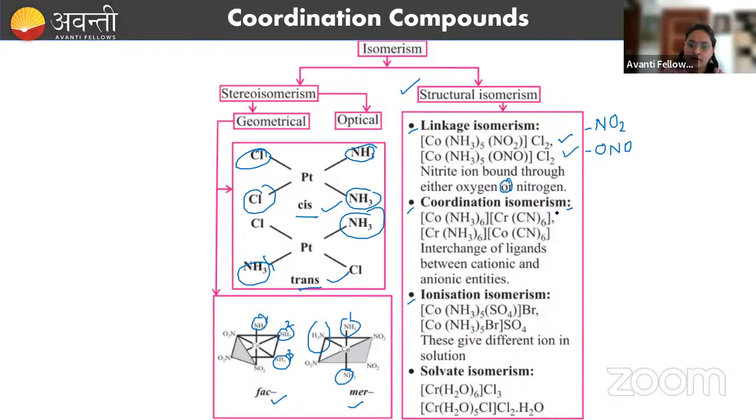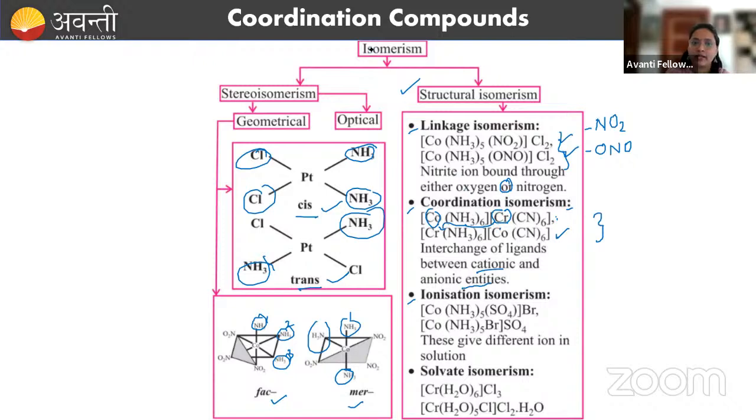Next is coordination isomerism. What is happening here? We can see 2 coordination spheres. Here there is cobalt, here chromium, here NH3 and here CN6. Here I changed the chromium and put it here, and changed the cobalt and put it here. So you are getting interchange of ligands between cationic and anionic entities. Then those 2 complexes will be coordination isomers of each other. These are coordination isomers of each other. These two are linkage isomers of each other.